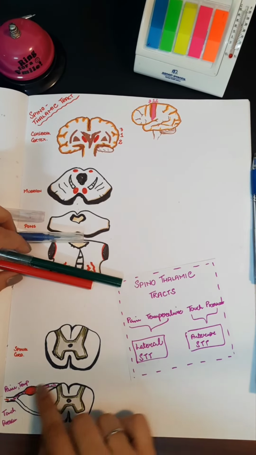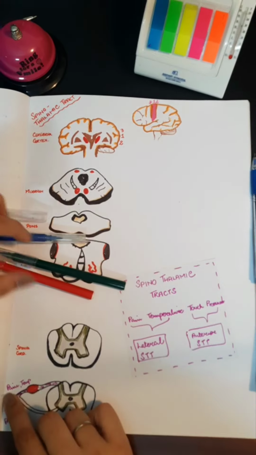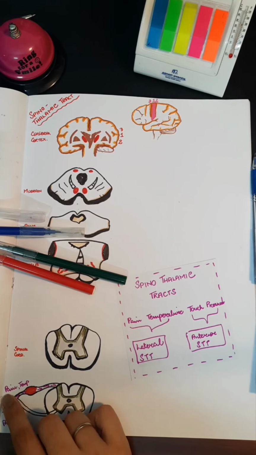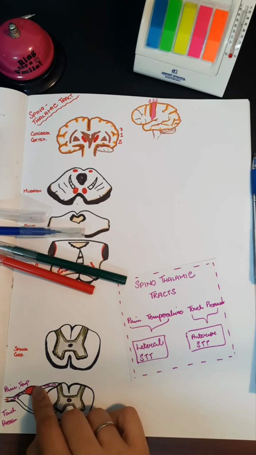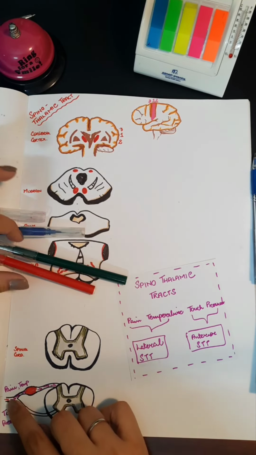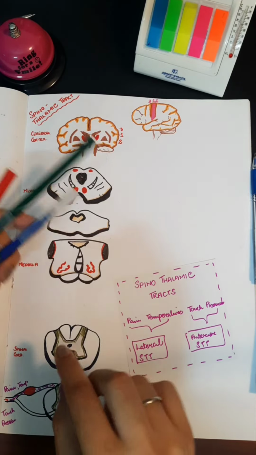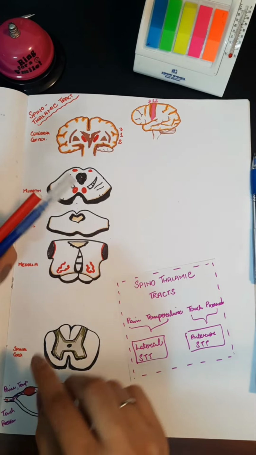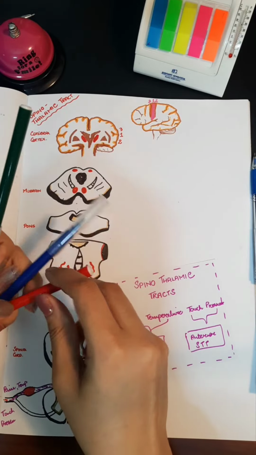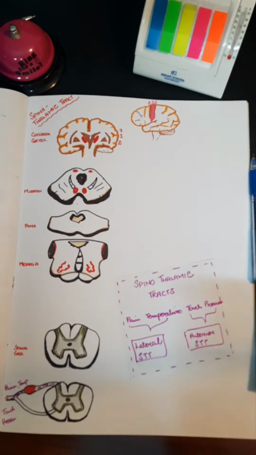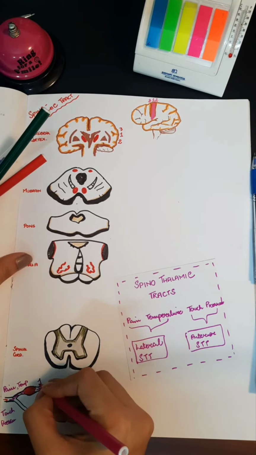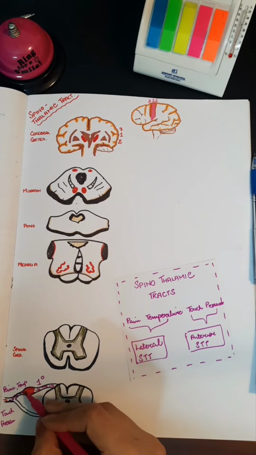The story of the spinothalamic tract starts when there is external stimulus of pain, temperature, touch, or pressure. These impulses are carried via the posterior root of the mixed spinal nerve, and we can appreciate the posterior root ganglion. So these neurons are actually the first order neurons whose cell bodies lie in the posterior root ganglion.